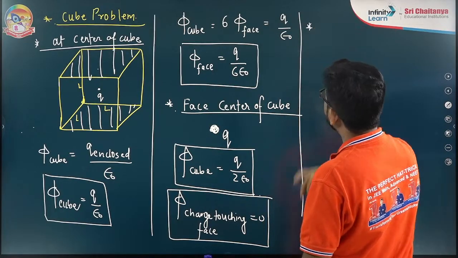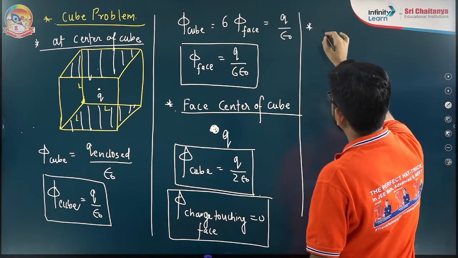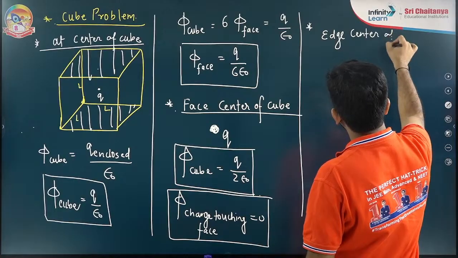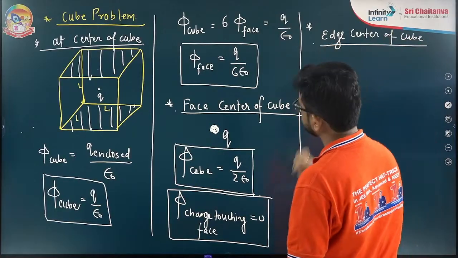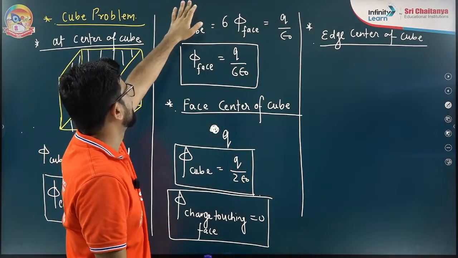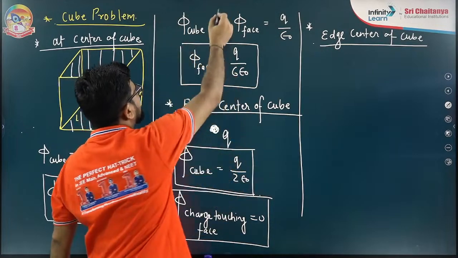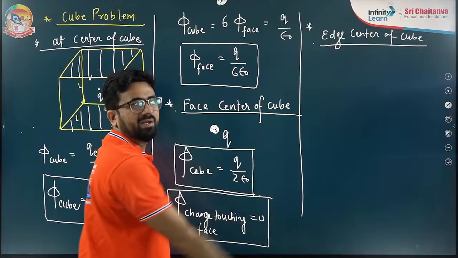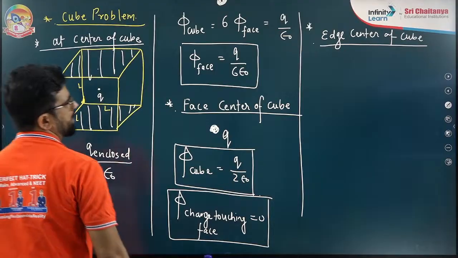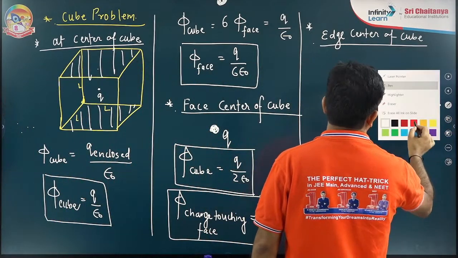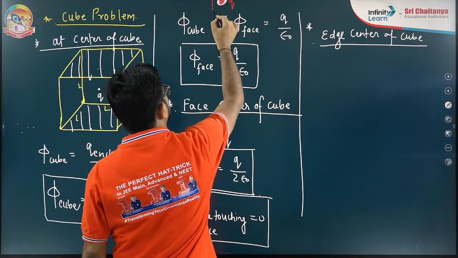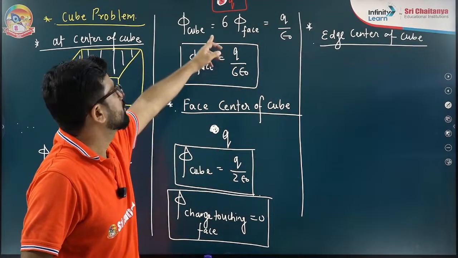Now the third problem comes to you, which we call the edge center. Edge center of the cube. If I place the charge at the edge center, assuming this is a room's edge, I place one charge here. Suppose this charge is equal to q. Don't confuse it, I am making it like this. So the charge q is placed here.